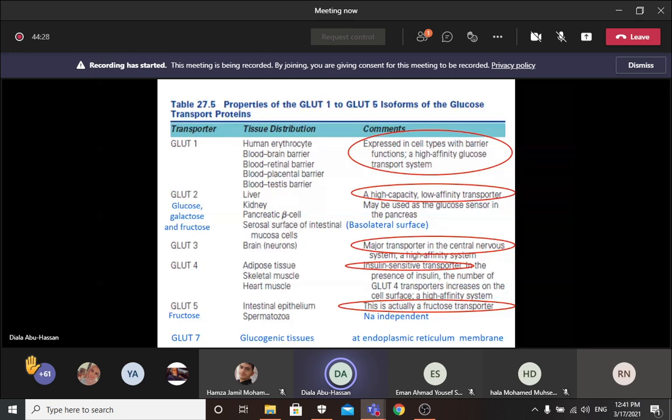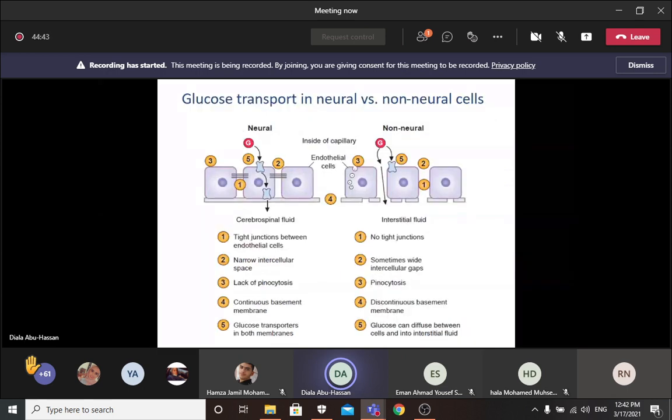So how can we compare the transport of glucose in a neural tissue, where we have a blood-brain barrier, versus a non-neural tissue or cells? So this is the neural tissue, the first one on the left side. Remember, there's the blood-brain barrier. So what does this mean?